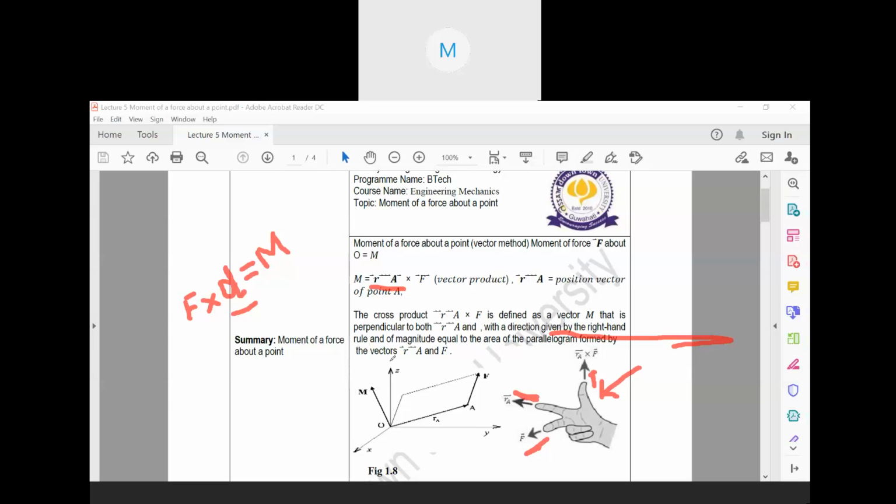In the three-dimensional view, RA and F are in the ZY plane, but in the ZX plane, this is the moment. So this is how the moment is being determined. Moment of force is calculated in that manner in three-dimensional axes.